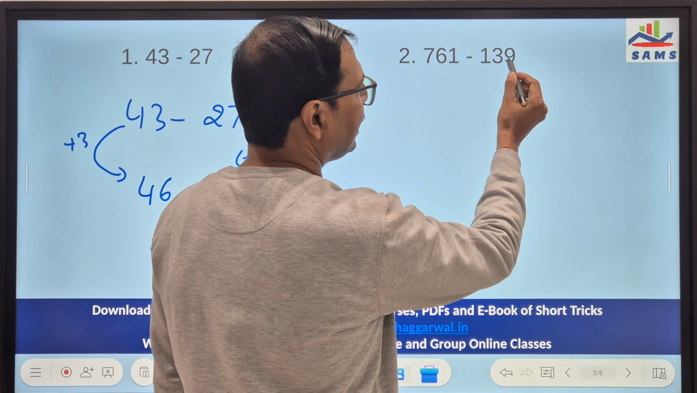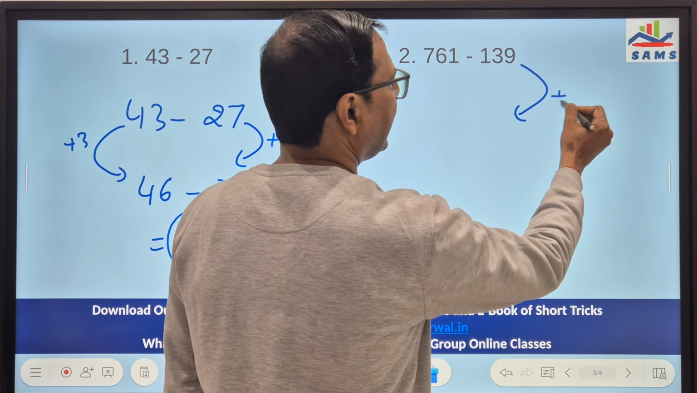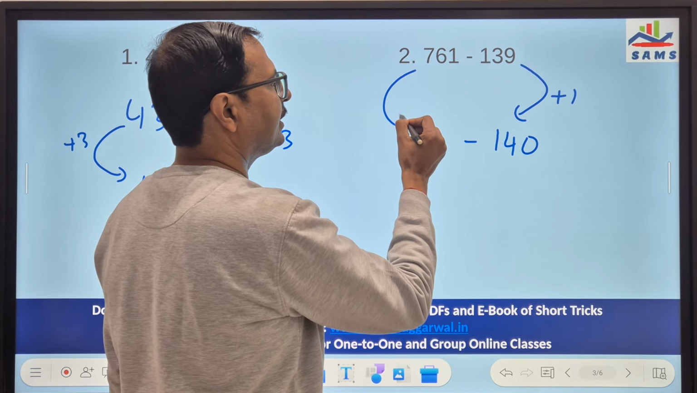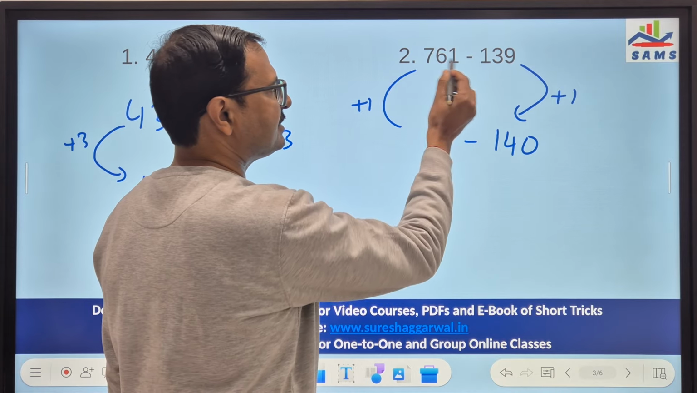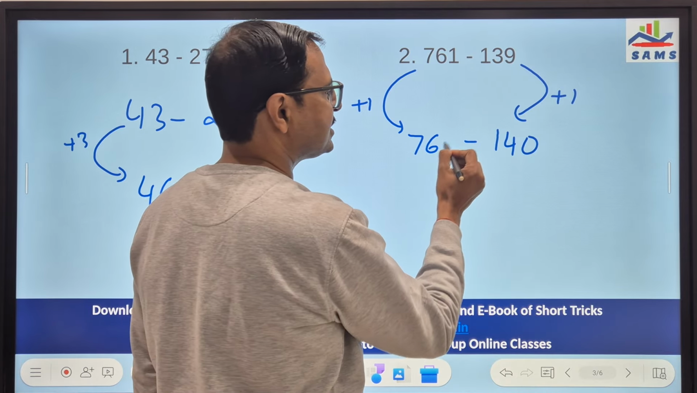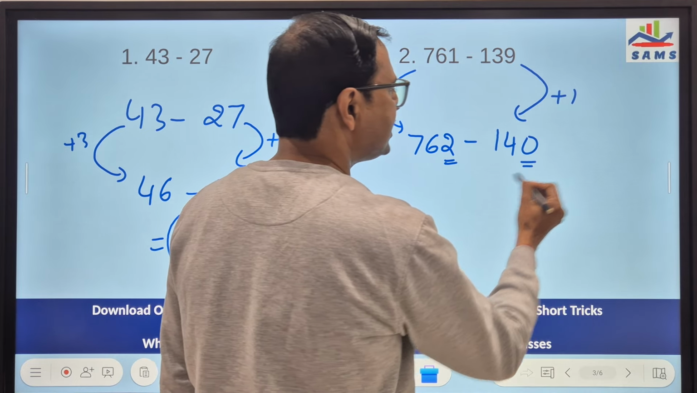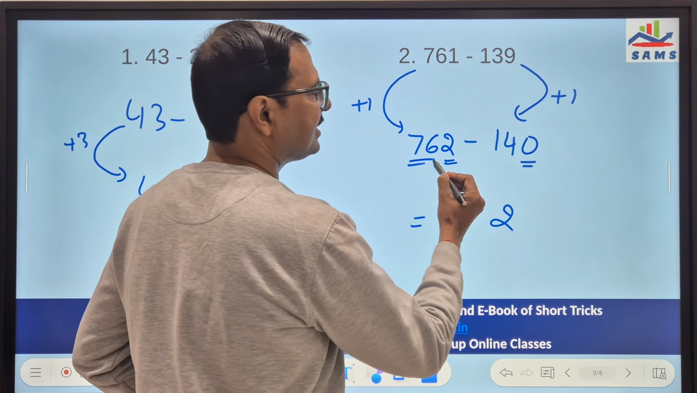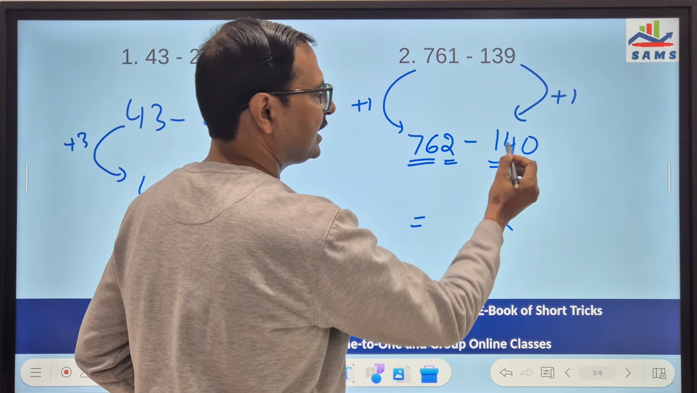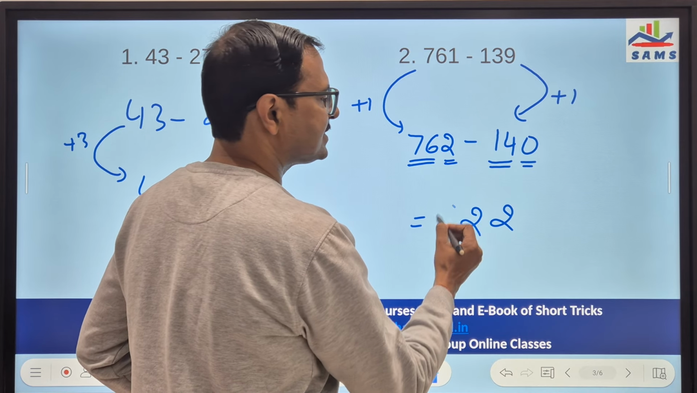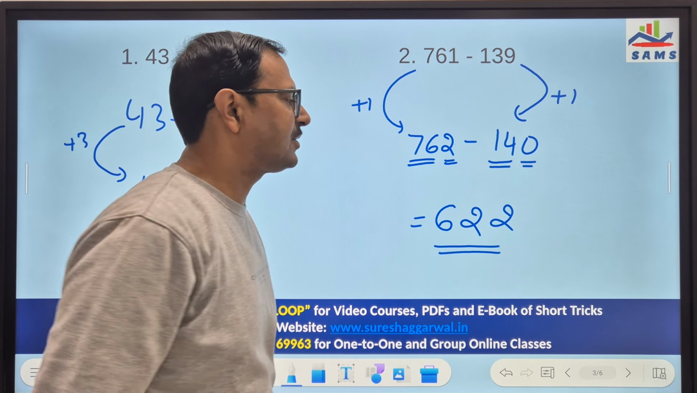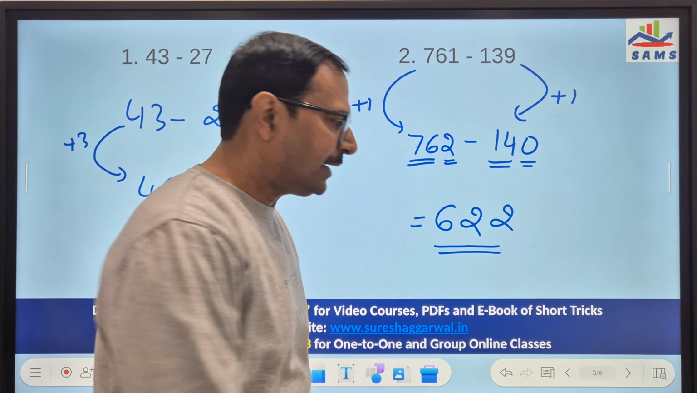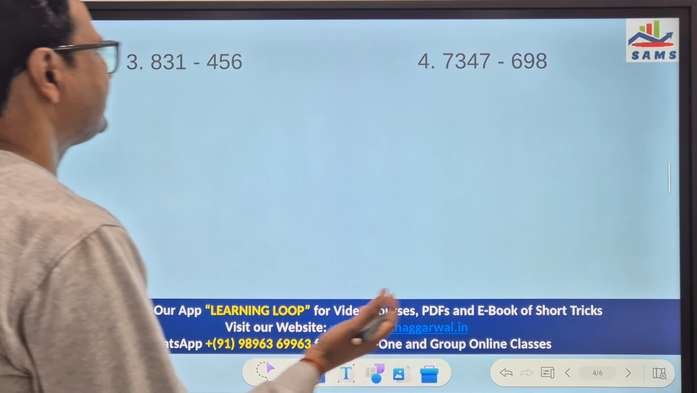Now 139 is very close to 140, so I'll add 1 to this, so this becomes 140, and in turn I have to add 1 to 761 also, which becomes 762. Now the 2 doesn't change, so 2 comes as it is. All I have to do is to subtract 76 and 14. 6 minus 4 is 2, 7 minus 1 is 6. You have the answer 622. Likewise, I can go on and show you so many examples.